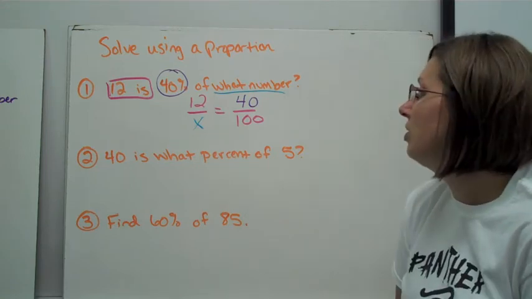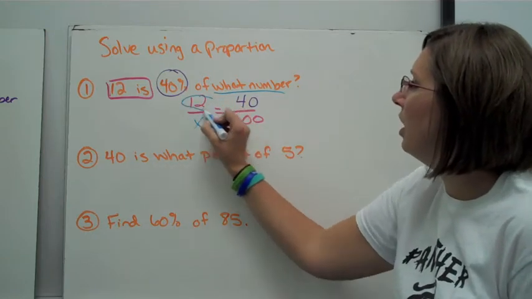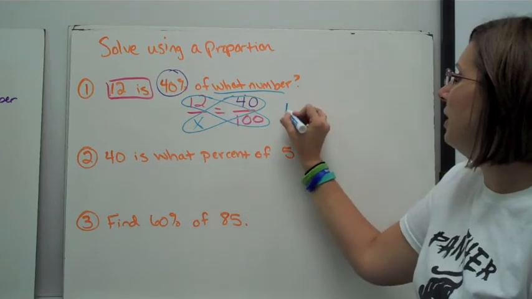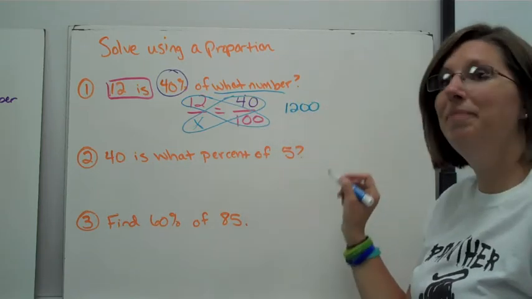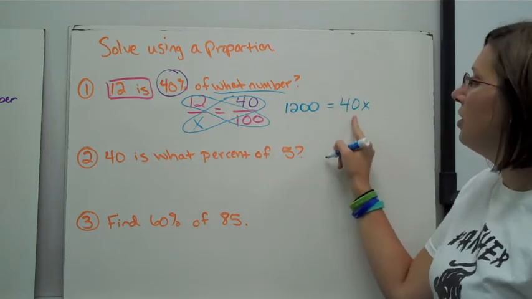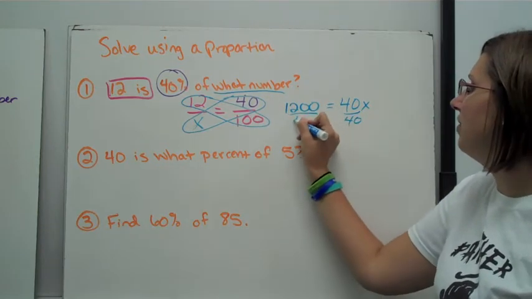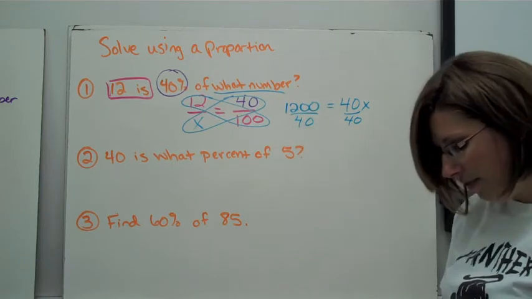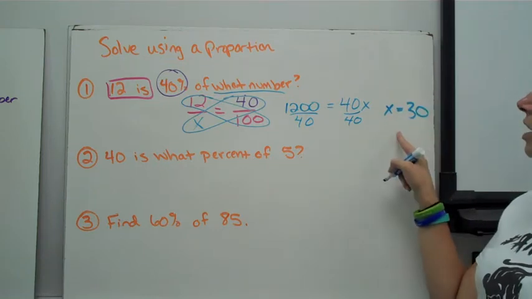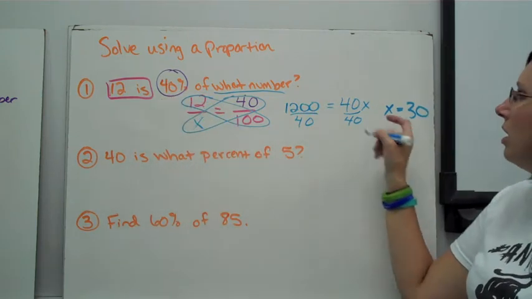Now that we have all of this written down in a proportion, we're going to solve. To solve a proportion, I'm going to cross multiply. You can use a calculator here. But 12 times 100 is 1200. 40 times x is 40x. To get x by itself, because that's what I want to know, my missing value, I just divide both sides by 40 and I figure out that x is equal to 30. So 12 is 40% of the number 30.